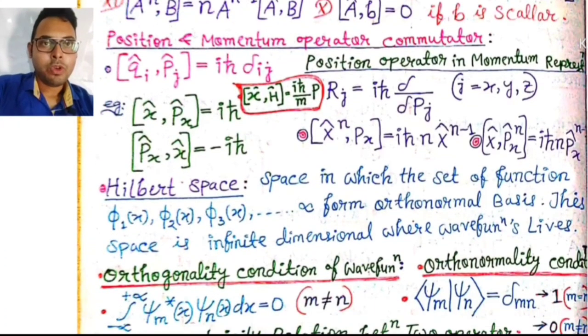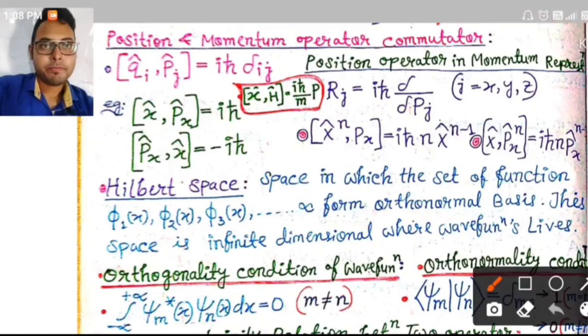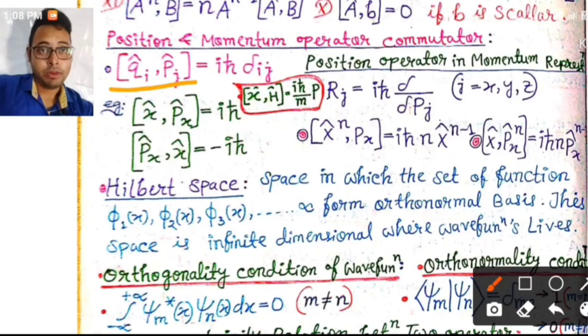So we have moved to position and momentum operator commutators. Look here, position and momentum operators. If we take the position operator as q_i and p_j is the momentum operator, their commutator is iħ delta_ij. This is the delta function. The delta function has a property: if i and j have the same value, then the value is 1. If i and j are different, then the value becomes 0, okay.